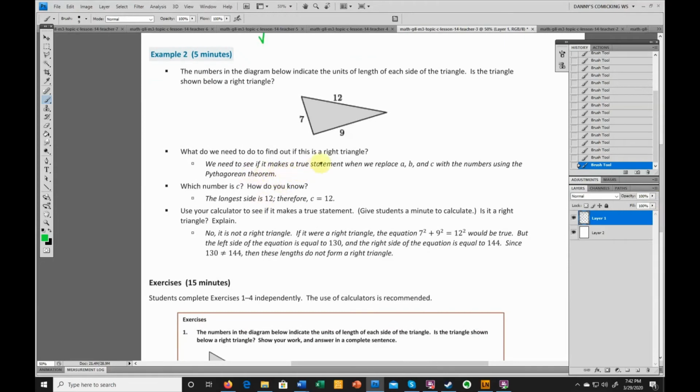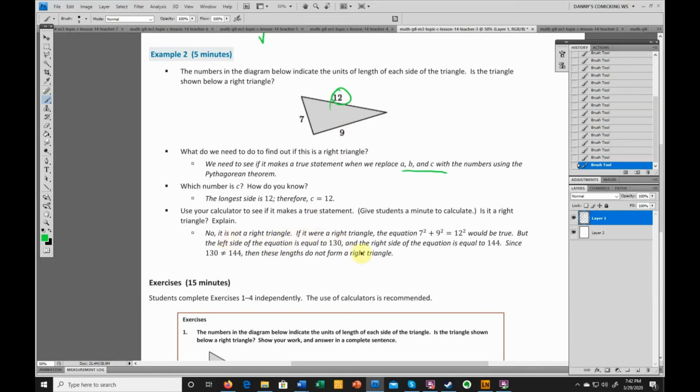We need to see if it makes a true statement when we replace a, b, and c with the numbers using the Pythagorean theorem. Which number is c? How do you know? Well, it's 12. That's the hypotenuse. It's the largest number. Use your calculator to see if it makes sense. I'm going to pause for a second here, but go ahead and pause the video and try it out.